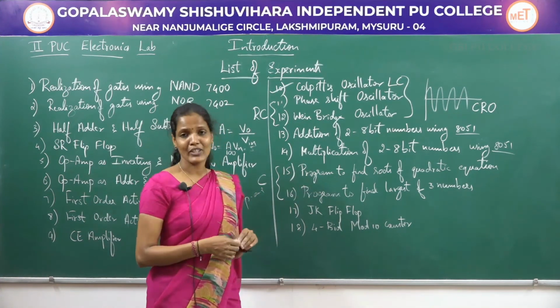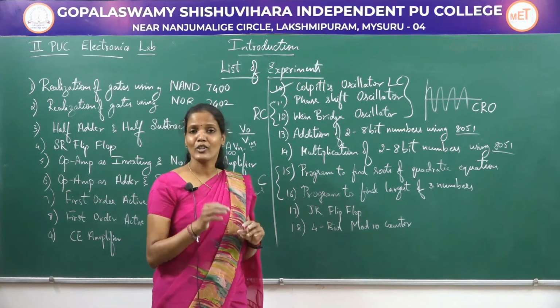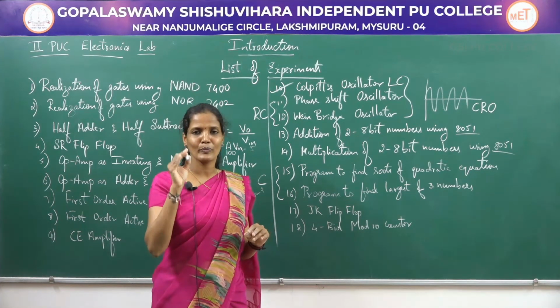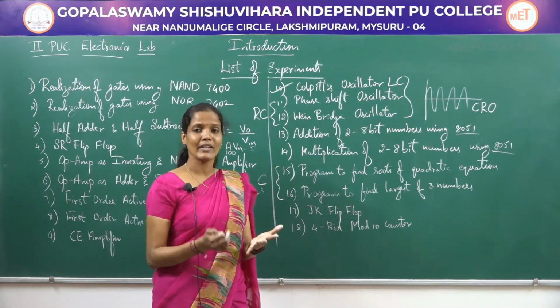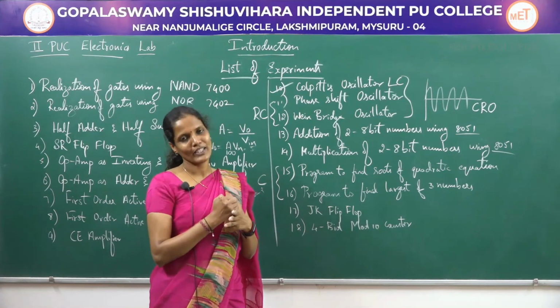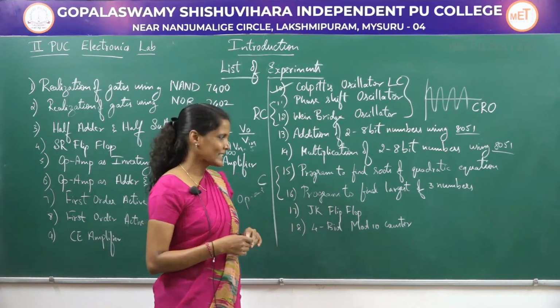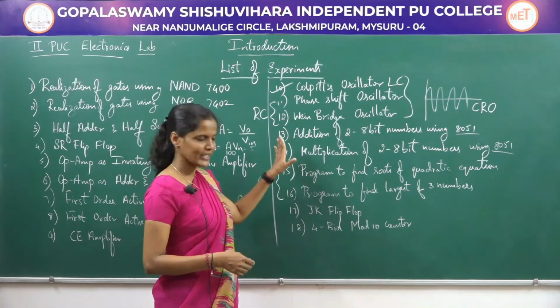Quadratic equations you have already solved at school level, that is x is equal to minus b plus or minus root of b square minus 4ac, divided by 2a. So we will be giving three different inputs, a, b and c. For those three different inputs, the value of x will be calculated in this 15th experiment.